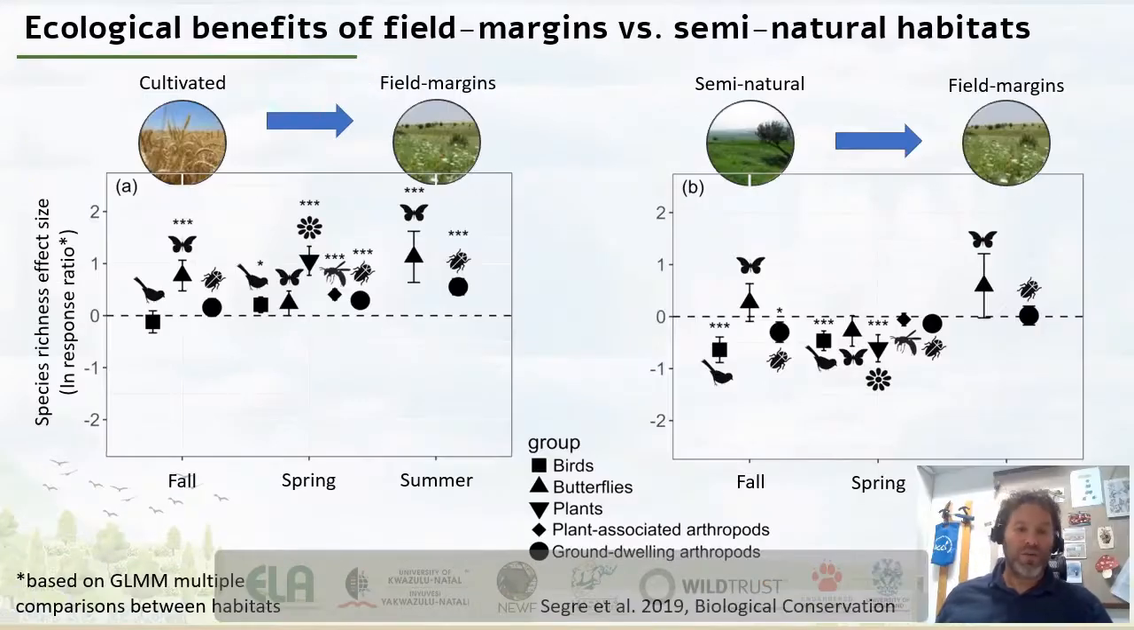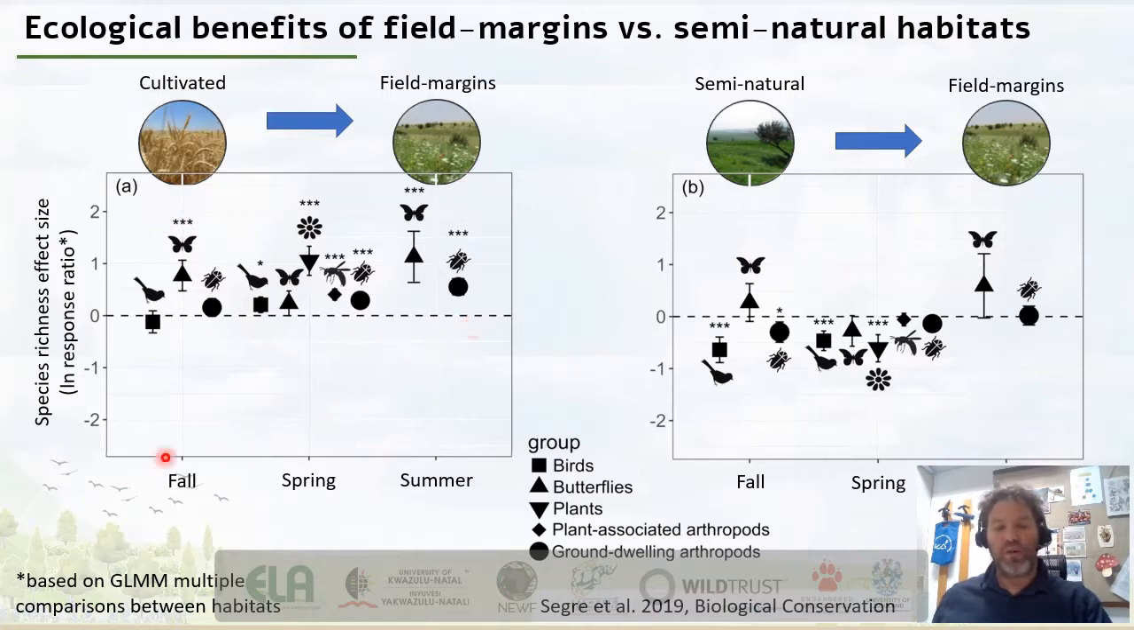What you see here is the response ratio. If it's positive, it means it's a positive effect. If it's different than 0, it's significant. And in general, what you can see is that when you compare the cultivated areas to the field margin, there is generally a positive trend.